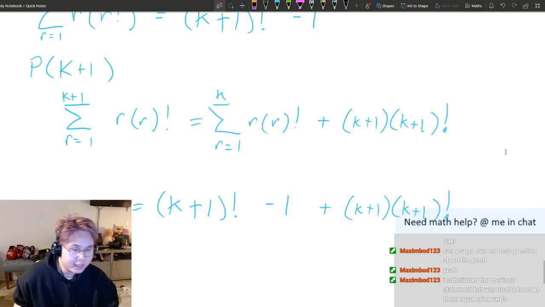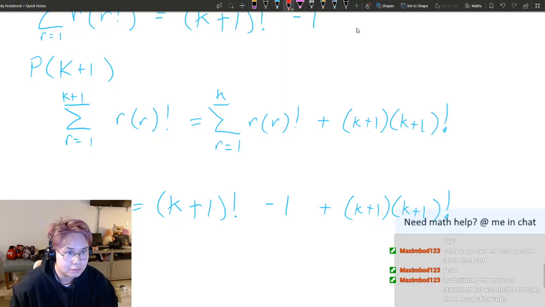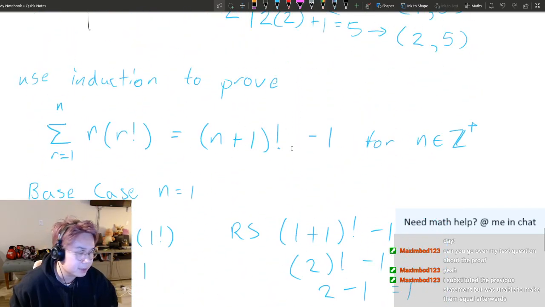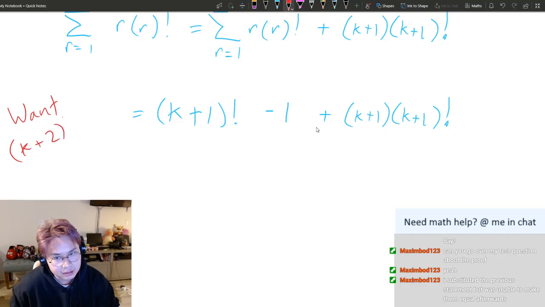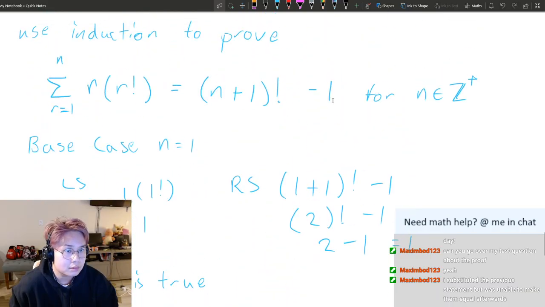Right here. And then what we want to show, of course, is that this statement is true for k plus 1. So we want k plus 1 plus 1, which is k plus 2, minus 1.